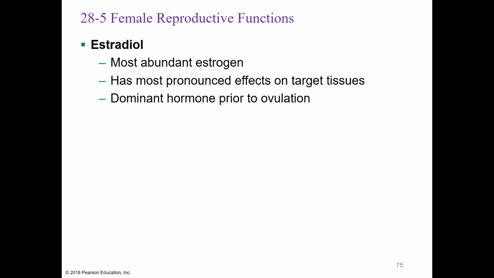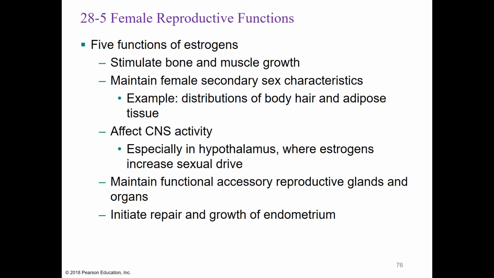There are 5 main functions of estrogen. It will stimulate bone and muscle growth, and maintain female secondary sex characteristics, like the distribution of body hair and adipose tissue. It can affect the central nervous system activity, specifically in the hypothalamus, where estrogen increases sexual drive. It maintains functional accessory reproductive glands and organs, and will also initiate the repair and growth of the endometrium.